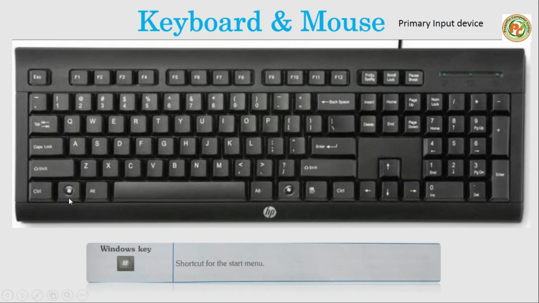Windows key: there are two Windows keys, one here and a second here, and they are only used to open a particular menu called the Windows menu. If you want to open the start button, you can click here for the start button also.